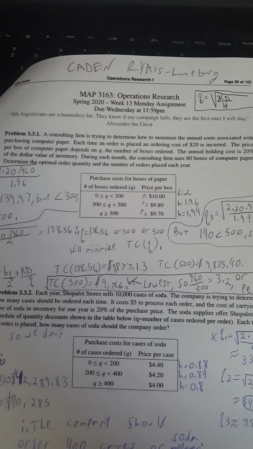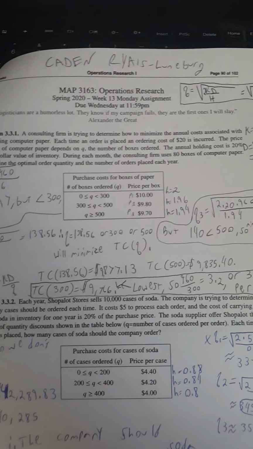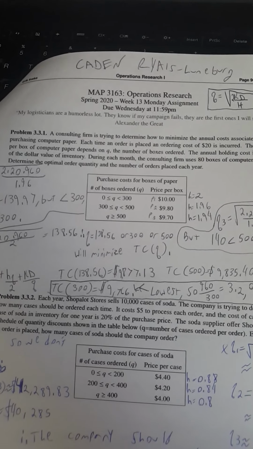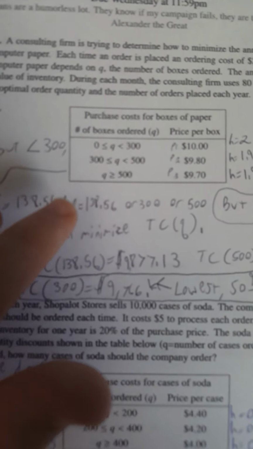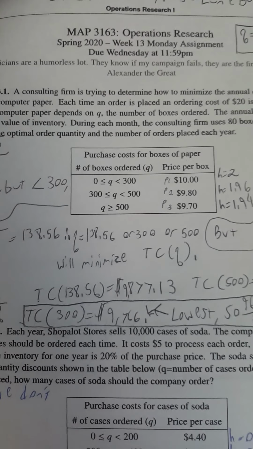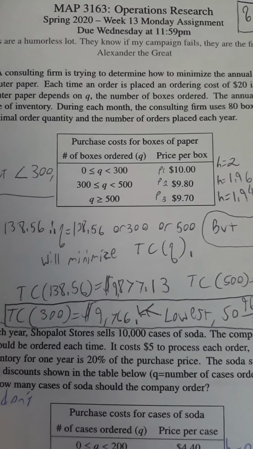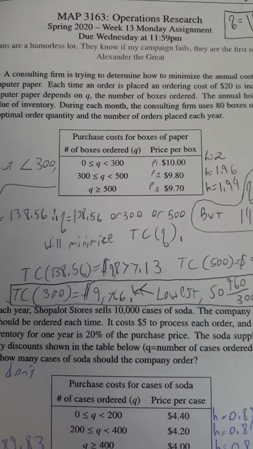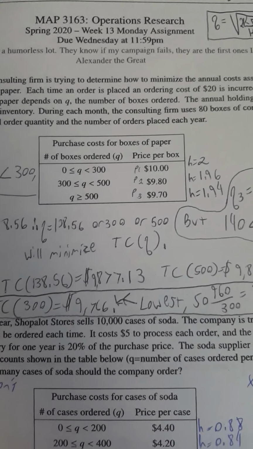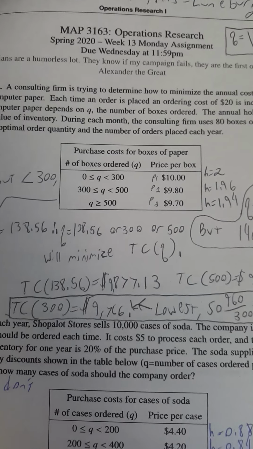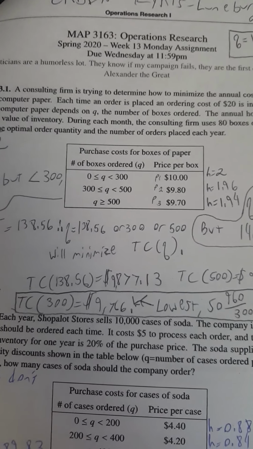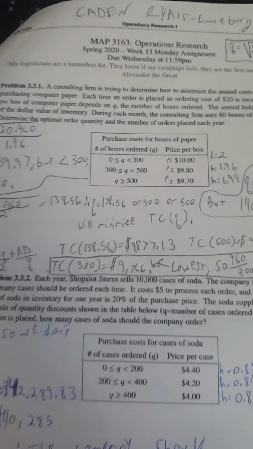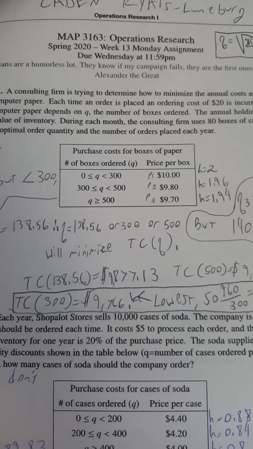Now the price per box of computer paper, and the annual holding cost is 20% of the dollar value of inventory. So let's look at the little table here. This is also a given: the number of boxes ordered. The price is different for the number of boxes that are ordered. Between 0 and 300 boxes ordered, it's $10 per box. If you get between 300 and 500 boxes, that's $9.80 per box. And if you order over 500 boxes, the price of the box is $9.70.